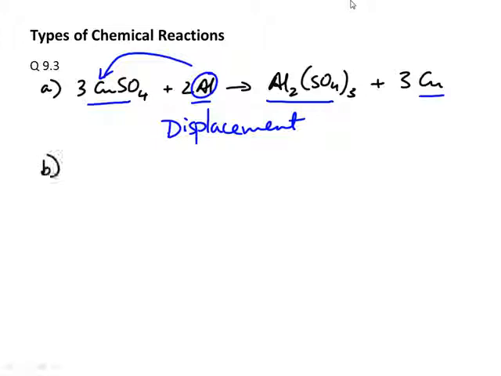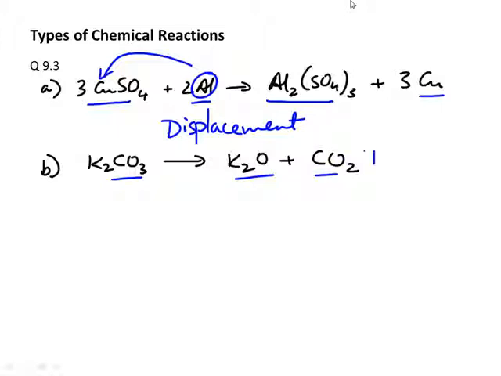B, potassium carbonate makes potassium oxide plus CO2. Obviously, in this reaction, one compound has been broken up into 2 smaller pieces, and therefore this is a decomposition reaction.